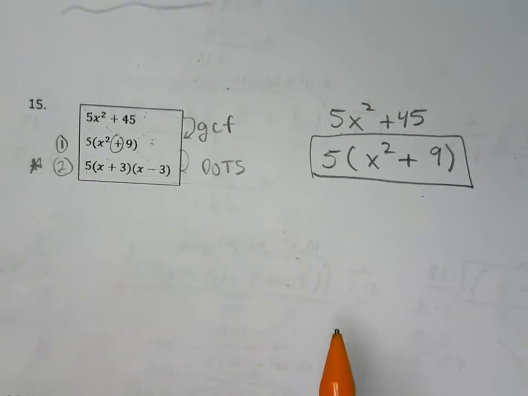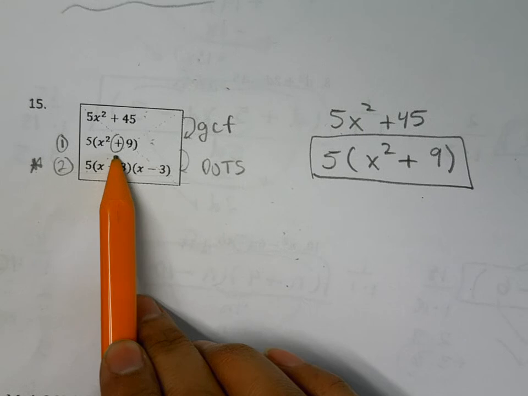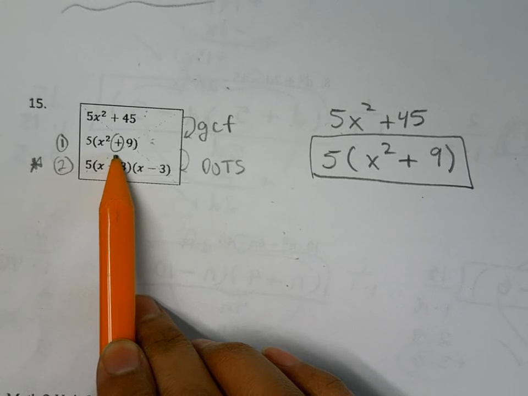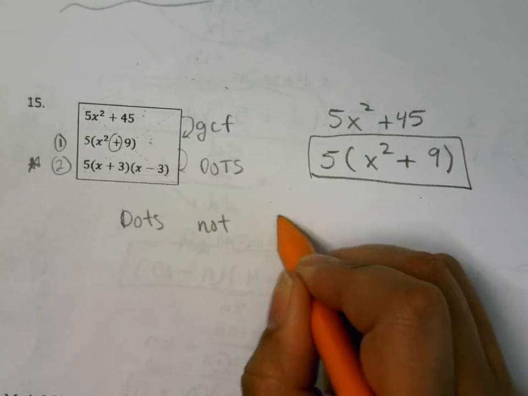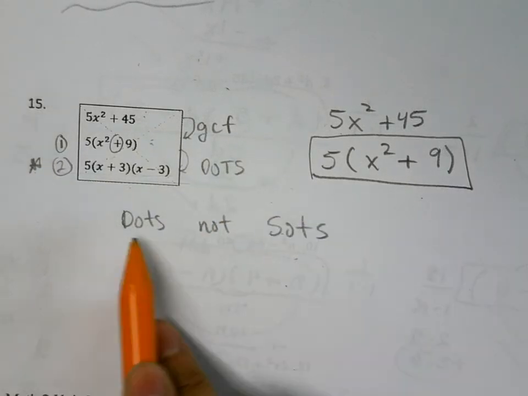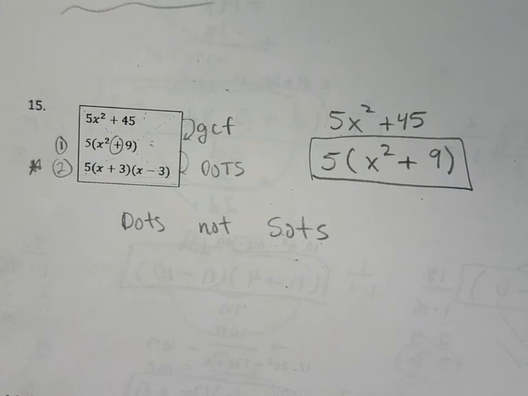So would I have to stop here and say the GCF was all the factoring I can do? Yes. So you can say he incorrectly did the dots, or like she said, can we write dots, not sots? Yes. Dots, not sots. Difference of two squares, not the sum of two squares.